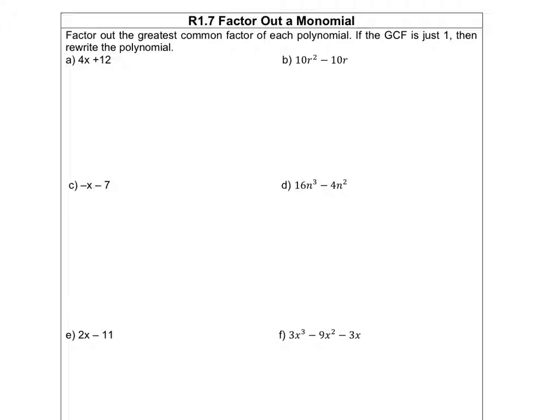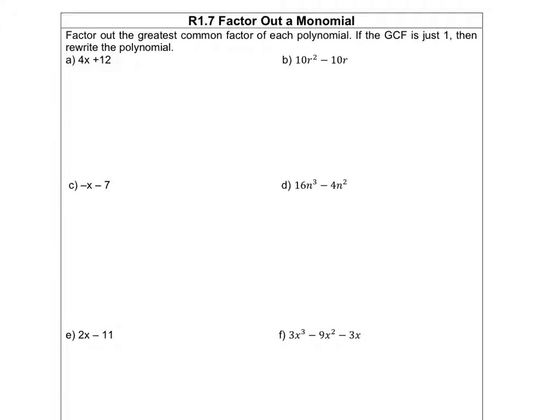Yesterday we looked at how to find the greatest common factor, and today we're going to look at how to factor that out of certain polynomials. So let's look at letter A, and if the greatest common factor is just 1, we're just going to rewrite the polynomial because that's how it wants you to do it on your IXL.